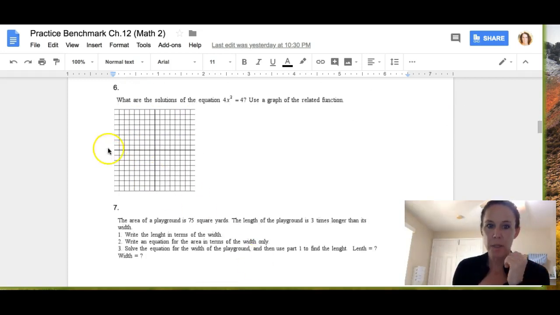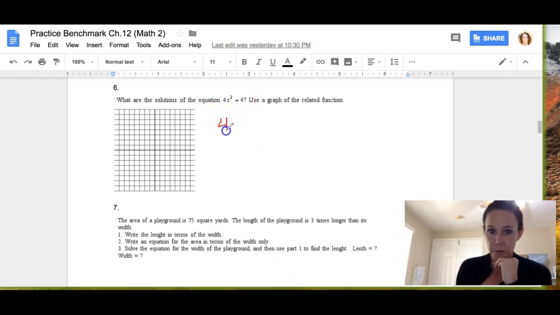Okay, so number 6, what are the solutions of this equation? Use a graph of a related function. So what that means is we need to graph this and see where it crosses the x-axis. That's what we're going to look at. Solve this by graphing. All right, this is not in the form that we want. We want everything to be on one side of the equation. So let's move this over to here or this over to here. It doesn't matter. Let's go ahead and move this over.